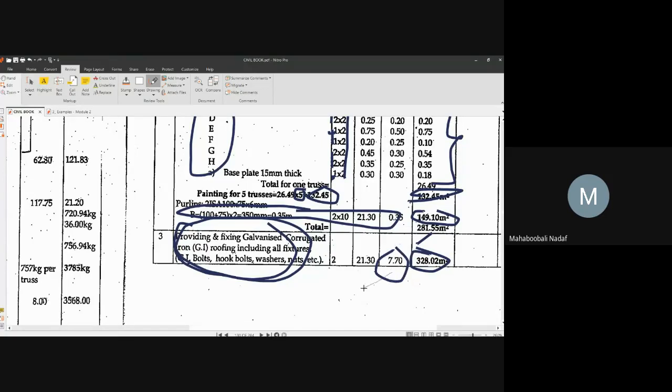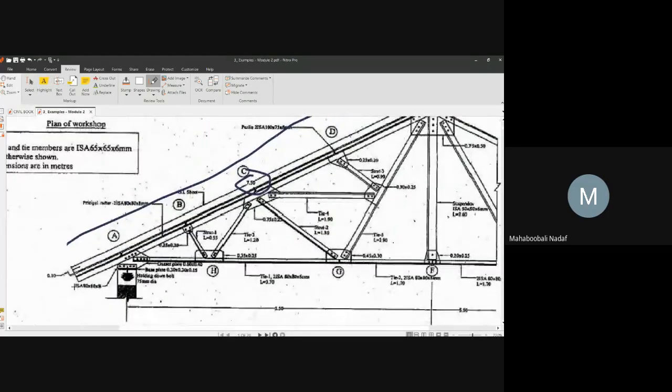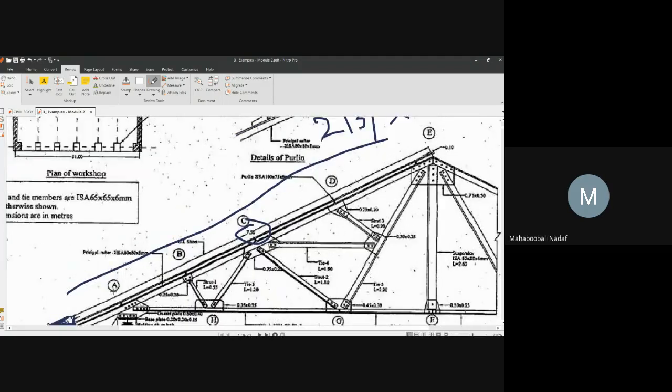They have taken 7.7. I think the reason it is 7.7 is that an additional 0.2 meter they have taken for this type. Some portion will come, like this eaves board. They are called eaves board. That is why 200 mm they have taken extra. That is not a big issue.